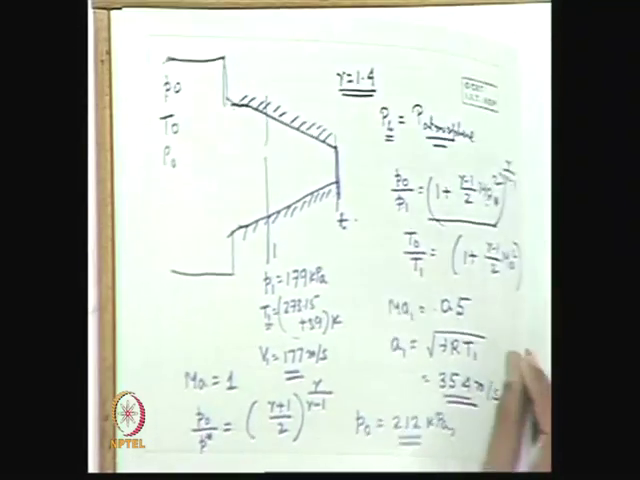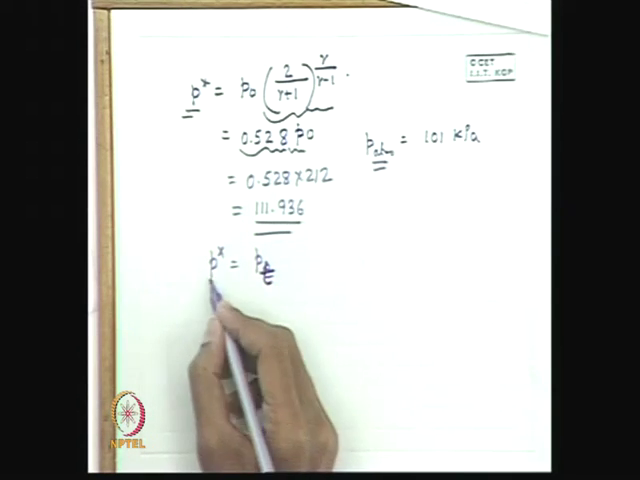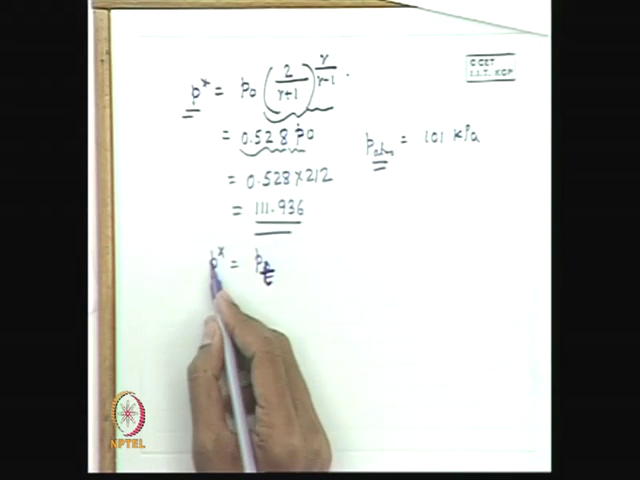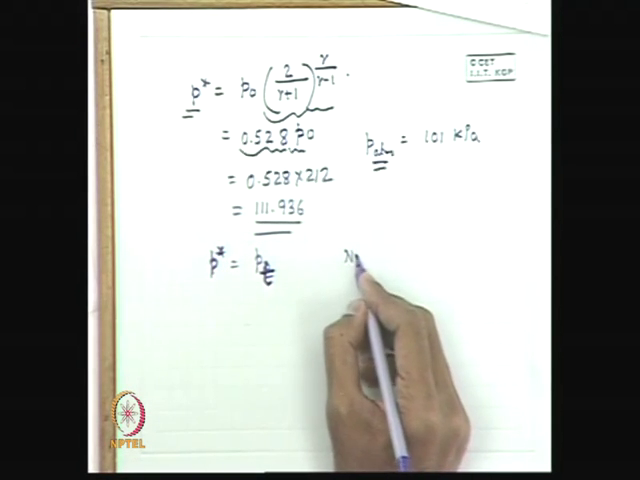If I denote the throat as T, here I have denoted T. So, P exit or the P throat. Throat condition means the exit condition will be P star. Here the nozzle is choked.